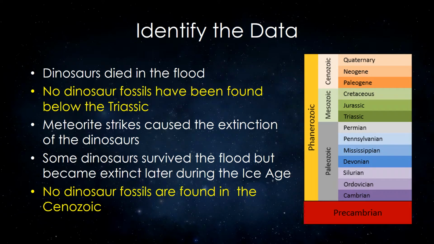The two statements in yellow are data. The fact that dinosaur bones are only found in the Mesozoic layers, not below the Triassic or above the Cretaceous in the Cenozoic, is data. It can be verified by anyone who does the research. The other three statements about what happened to the dinosaurs are not things that can be verified by observation or experimentation. They are interpretations of the data that are derived from implications of the respective worldviews.